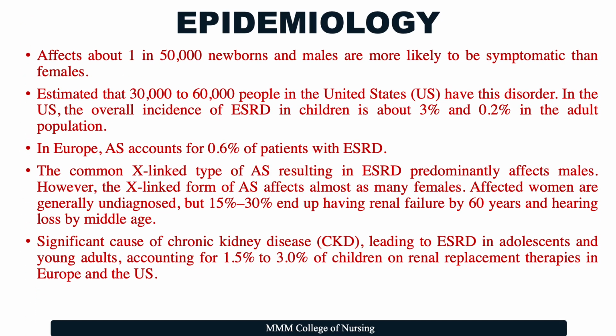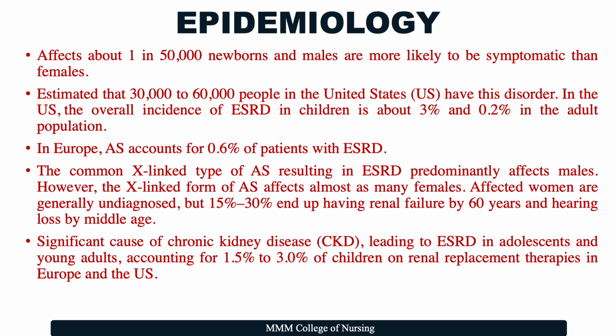Moving on to the epidemiology, AS affects about 1 in 50,000 newborns, and males are more likely to be symptomatic than females. It is estimated that approximately 30,000 to 60,000 people in the United States have this disorder. In the US, the overall incidence of ESRD in children is about 3% and 0.2% in the adult population, whereas in Europe, AS accounts for 0.6% of patients with ESRD.